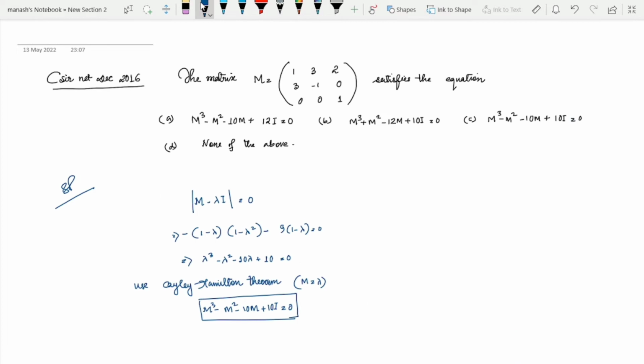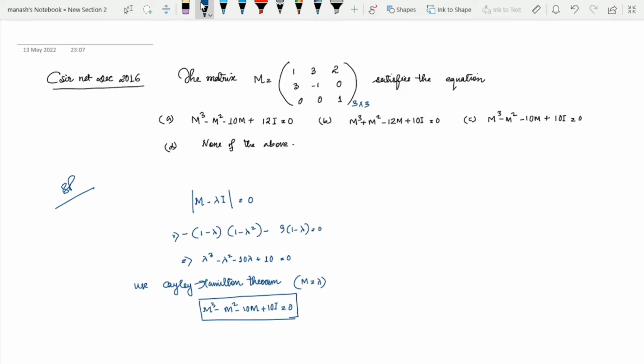So welcome to the first question on the Cayley-Hamilton theorem, and it is one of the easiest questions that you can get. It came in CSIR NET December 2016. So the question is, the matrix M, a 3 cross 3 matrix, satisfies the equation. You may see you have some matrix equation given in terms of M.